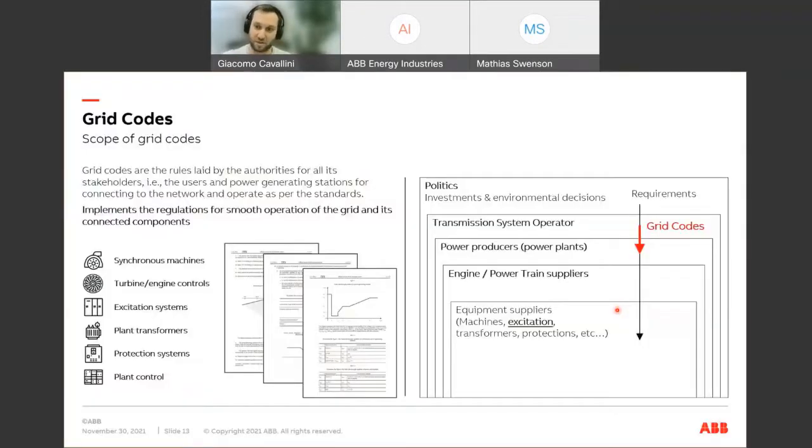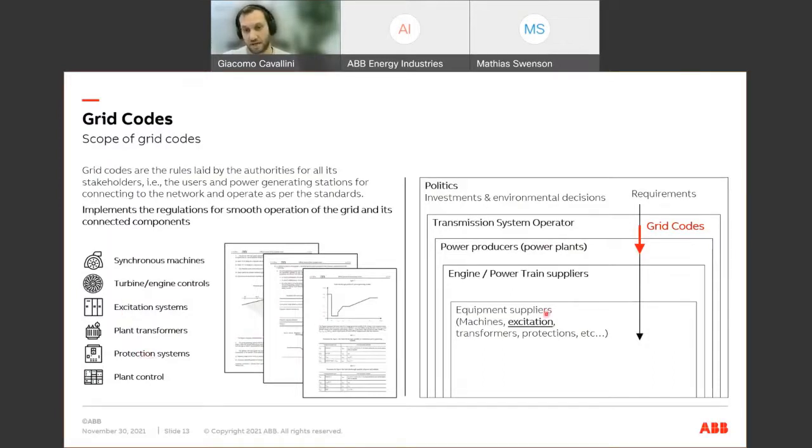Grid codes are a set of norms and regulations that are applied to the power plants. The power plants have to comply with the grid code regulation. Why? Because the grid code specifies conditions at the plant point of connection. Whatever power asset is connected to the grid will of course be influenced by these technical regulations. So we are talking about the synchronous machine, turbine engine controls, for example for frequency regulation, excitation systems, protection relays, or even the DCS and the plant control.